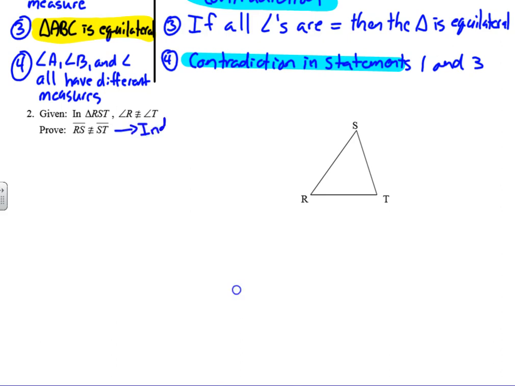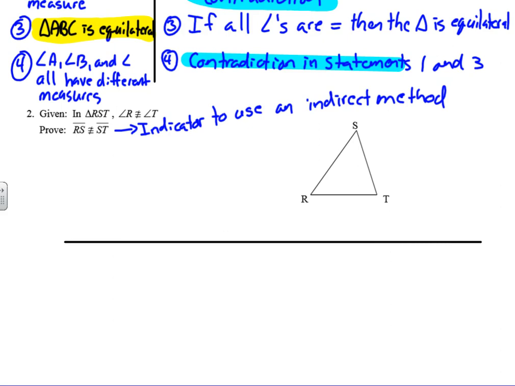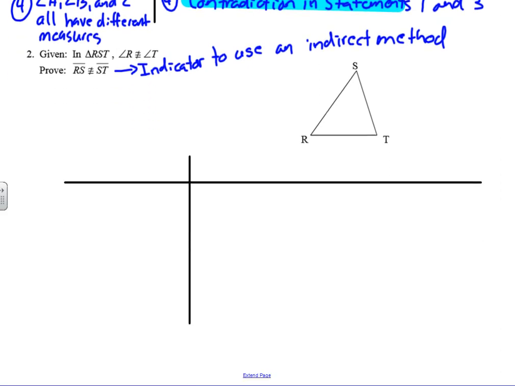So this is an indicator to use an indirect method. When you see that something is saying try to prove that something is not true, that's telling you we should be thinking about an indirect method of proof. So let's start off here, and again, we'll start off with our given that in triangle RST, angle R is not congruent to angle T.